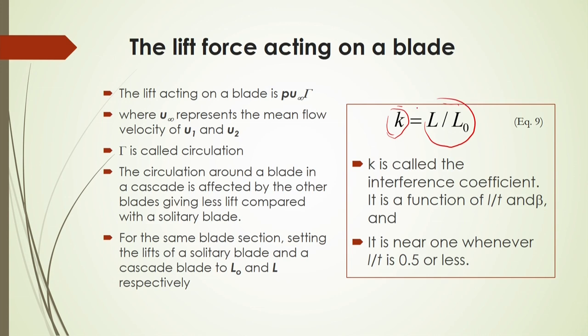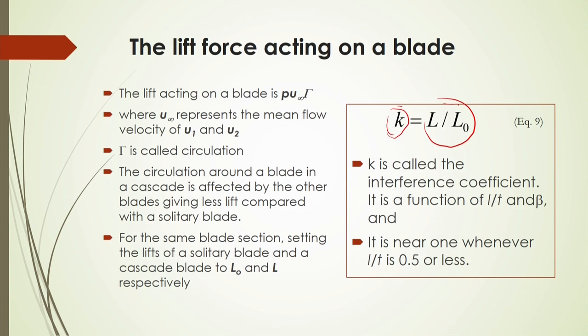And also for the same blade, setting the lifts of a solitary blade and a cascade blade to L0 and L respectively, we can have an interference coefficient denoted by K, equal to L by L0. This will be a function of L by T, that is chord length to spacing of the blades, and also the stagger angle. It is near 1 whenever L by T is equal to 0.5 or less.